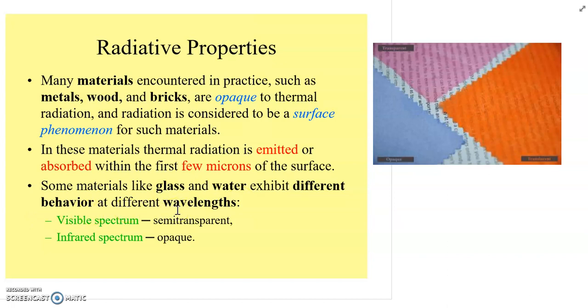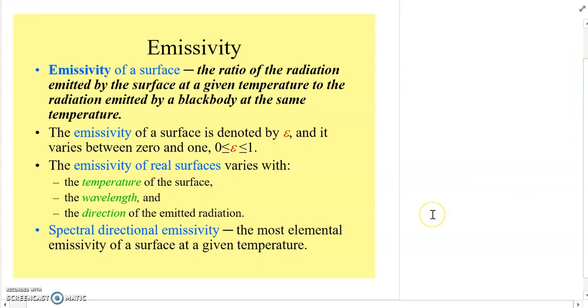But some other materials like glass and water exhibit different behavior at different wavelengths. Sometimes they can be opaque, and sometimes they could also be semi-transparent depending on the wavelength. So here we have the visible spectrum and the infrared spectrum. This short video is all about the theory part. We will not deal with any calculation. You just need to familiarize yourself with the terms.